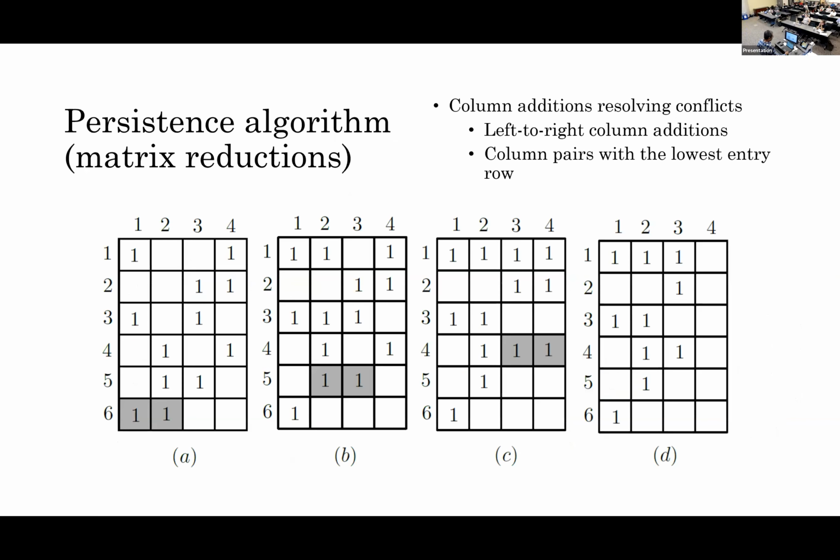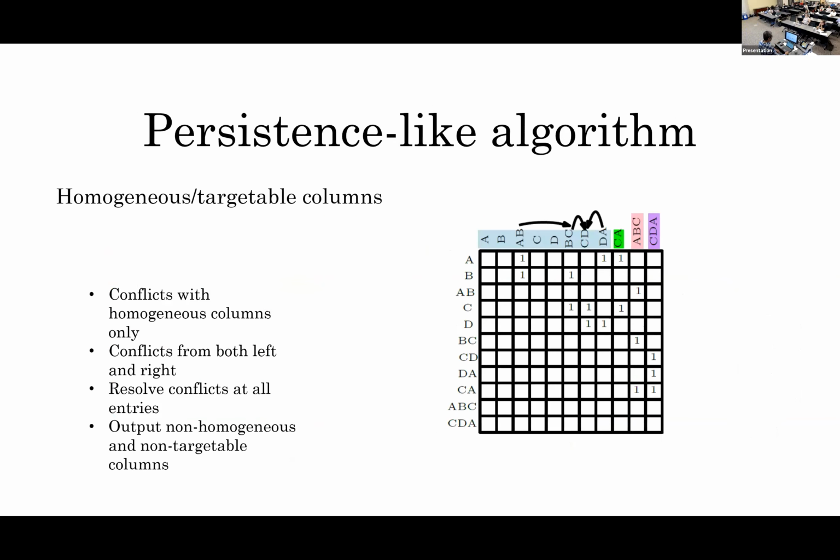Okay, let's see. I can skip over this one. This is just to illustrate the persistence algorithm, but you all know how the persistence algorithm works on a matrix. So again, the algorithm will work from left to right, as in the persistence algorithm. But here is the difference.